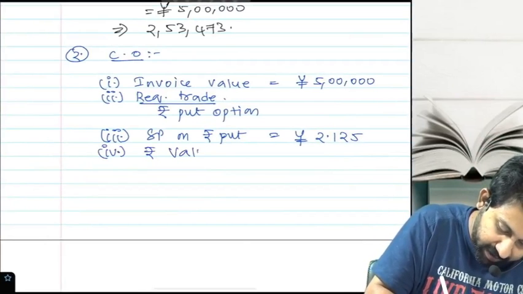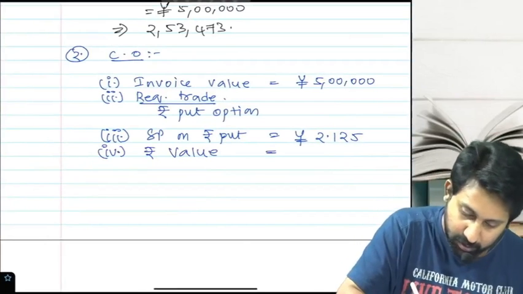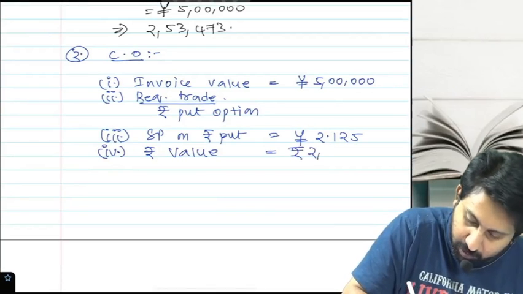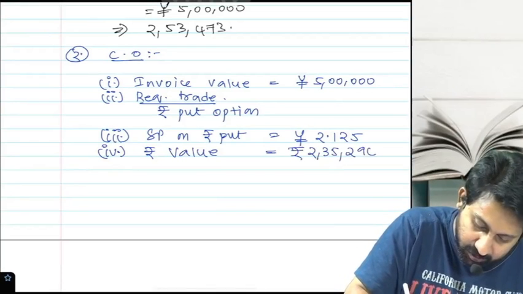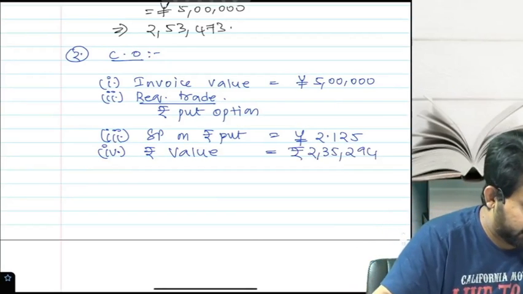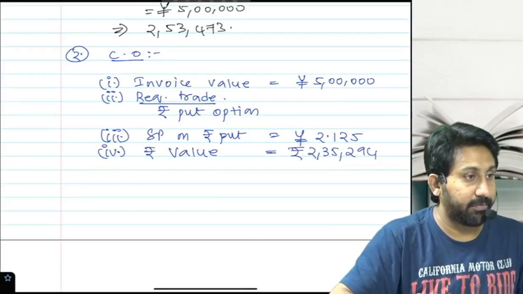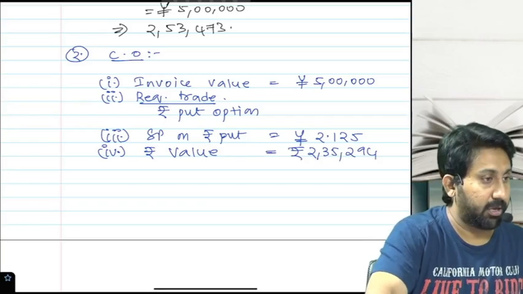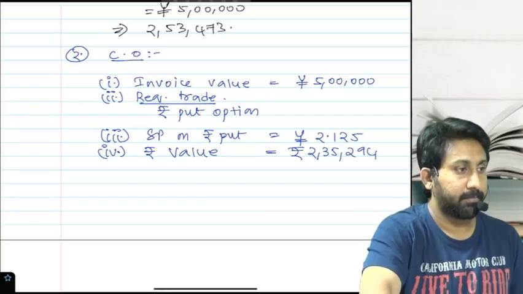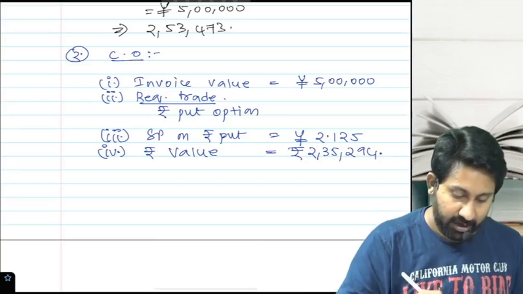So rupee value equals rupees 2,35,294. Okay? First, up to here, has everyone understood the point? Okay. This is the value.